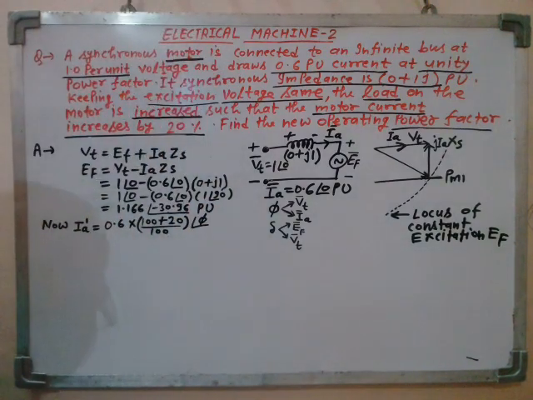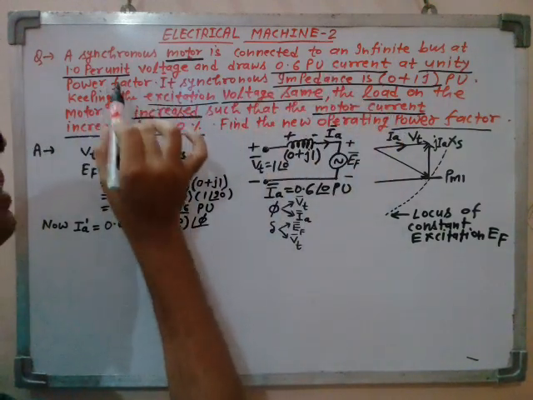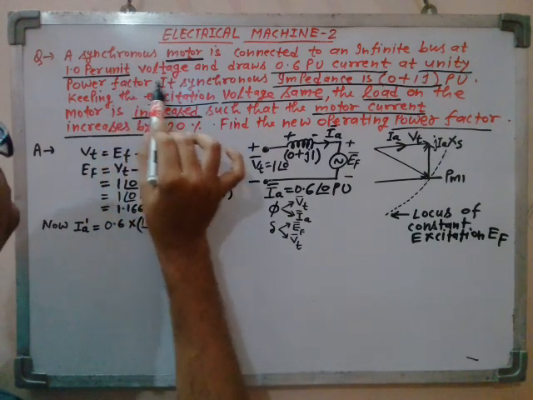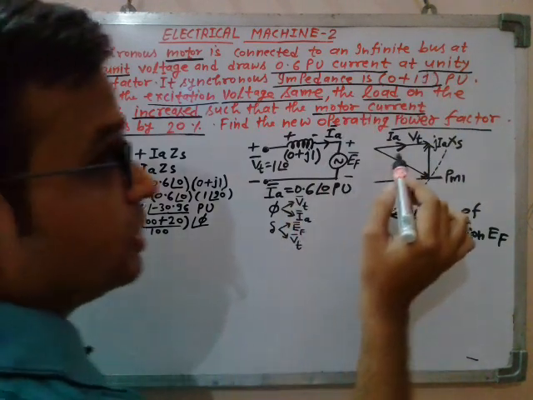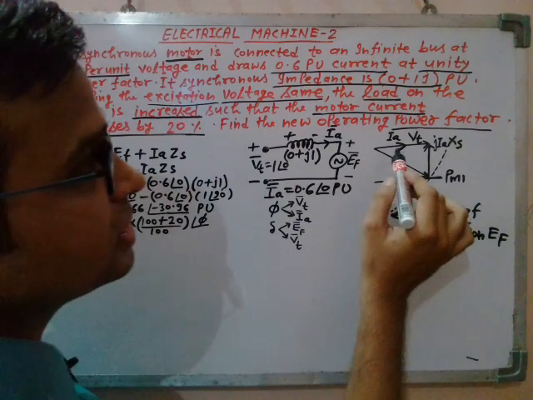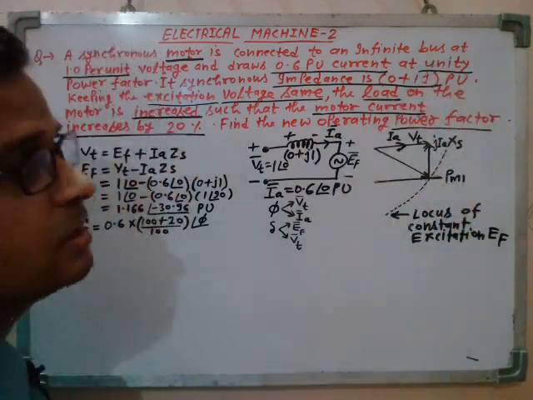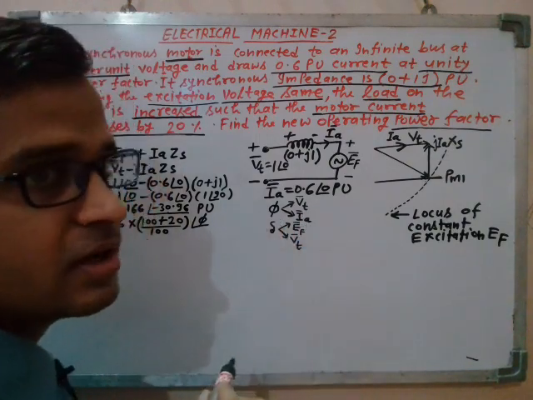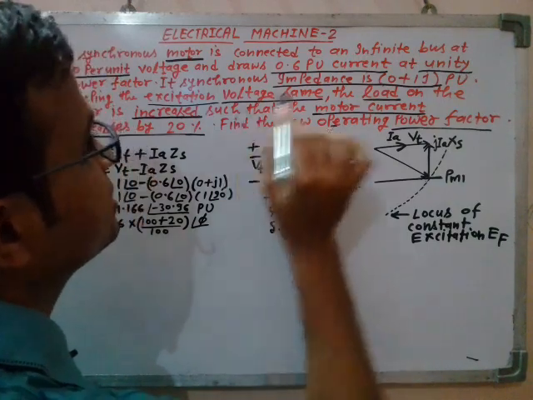See here, the initial operating power factor of the motor is unity. That means you can draw the phasor diagram for the initial unity operating power factor. Unity means the angle between terminal voltage and the armature current, the power factor angle, is given as unity.